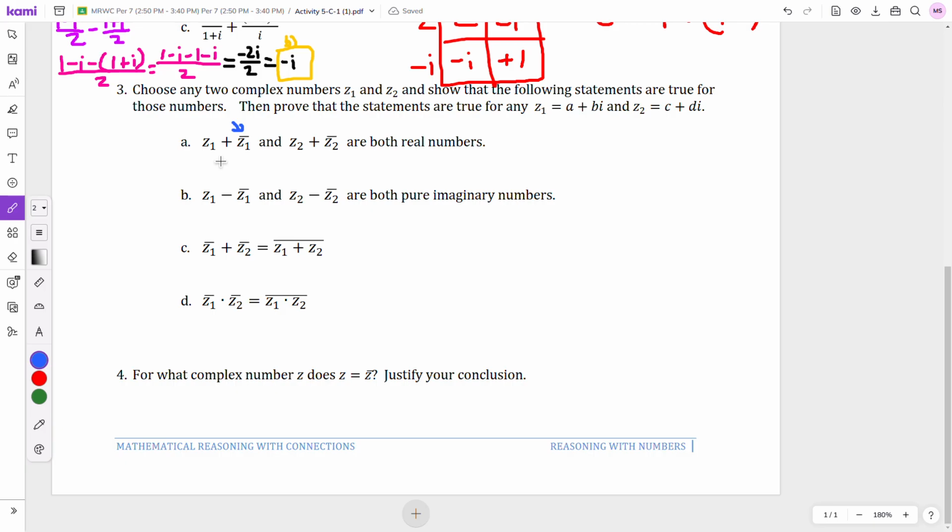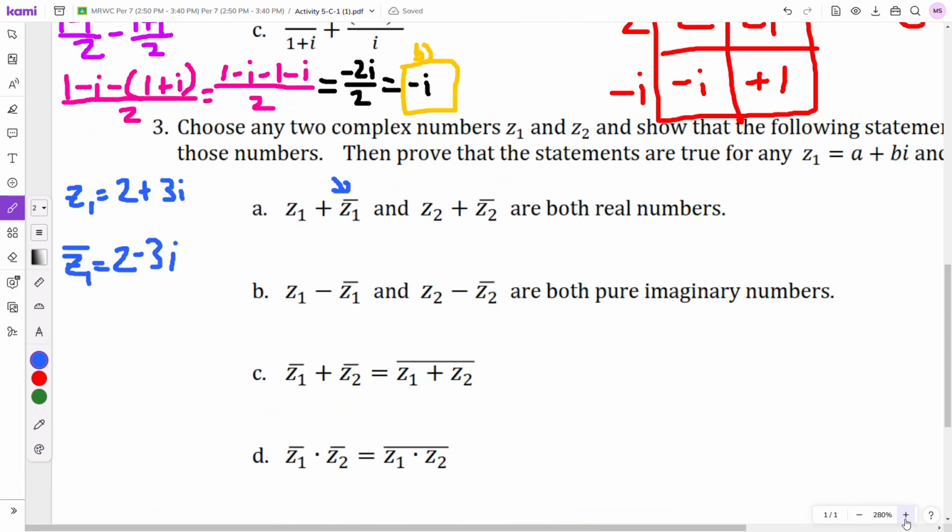So this little bar above this z sub 1 here, z sub 1 is a complex number, and the bar on top means it's the conjugate. So let's say, for example, that z sub 1 is 2 plus 3i. Well, then that same thing with that little line over the top is going to be 2 minus 3i. We're just going to use this example to work through this problem. Let's zoom in a little bit more.